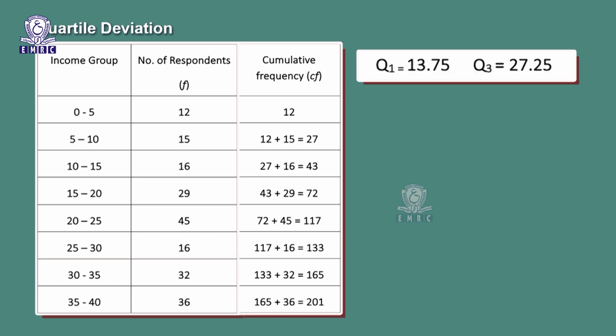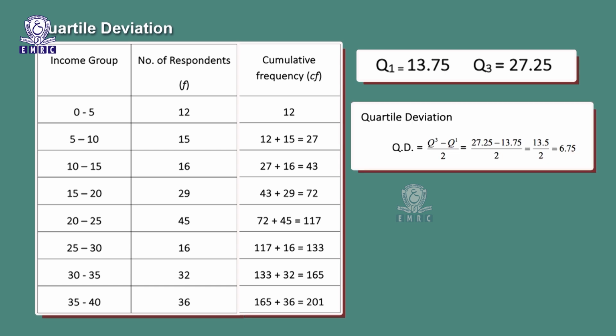Now we got Q1 value and we also calculated Q3 value. Now our duty is to calculate quartile deviation. The formula to calculate quartile deviation is QD is equal to (Q3 minus Q1) divided by 2. QD is equal to (27.25 minus 13.75) divided by 2, which is equal to 13.5 divided by 2, which is equal to 6.75. The quartile deviation is 6.75.